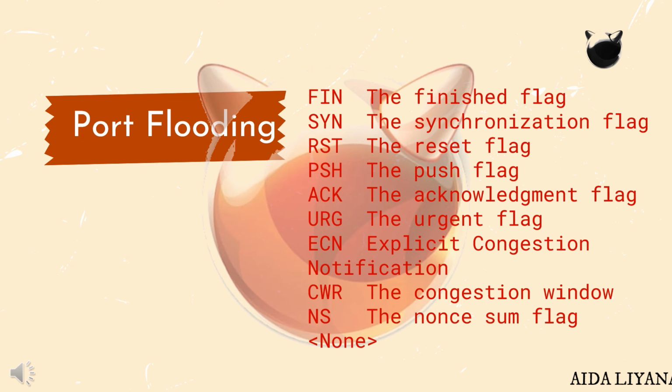The ECE flag allows end-to-end notification of network congestion without dropping packets, and CWR is used by the sending host to indicate it received a packet with the ECE flag set. The NS flag is still an experimental flag used to help protect against accidental malicious concealment of packets from the sender.